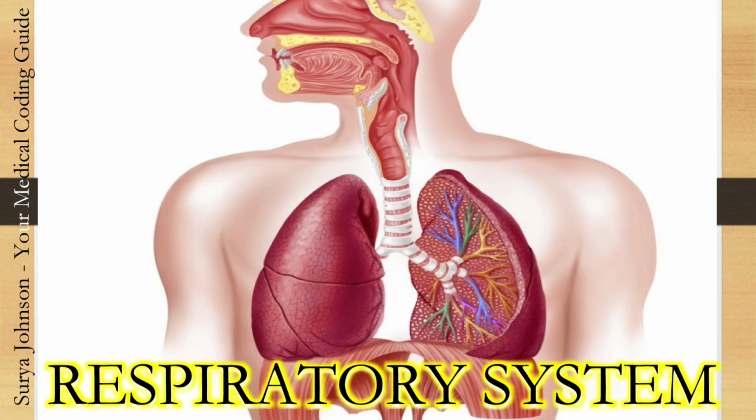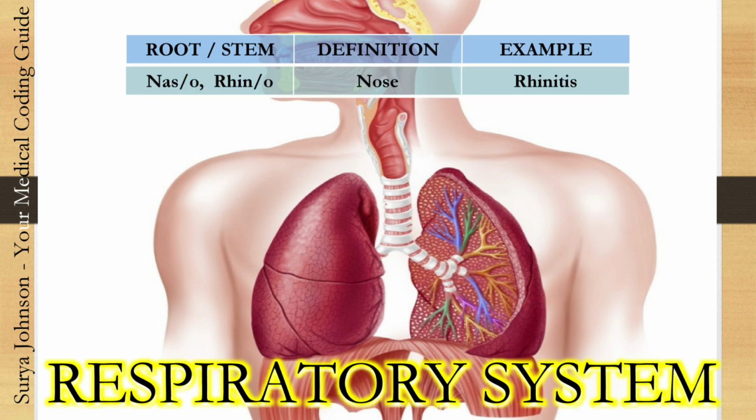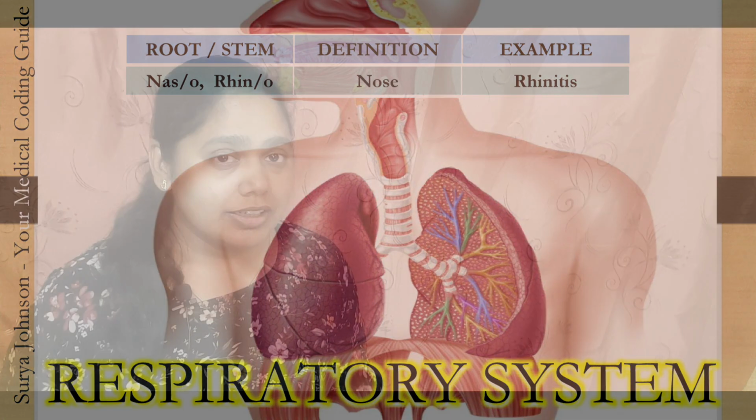We'll see about the root or stem words of respiratory system with clinical example. First one, naso, rhino. It means nose. Naso, rhino means nose. For example, rhinitis. If you've already seen my prefix and suffix video, now you would already notice what is itis. Itis means inflammation. So rhinitis means inflammation of the nose.